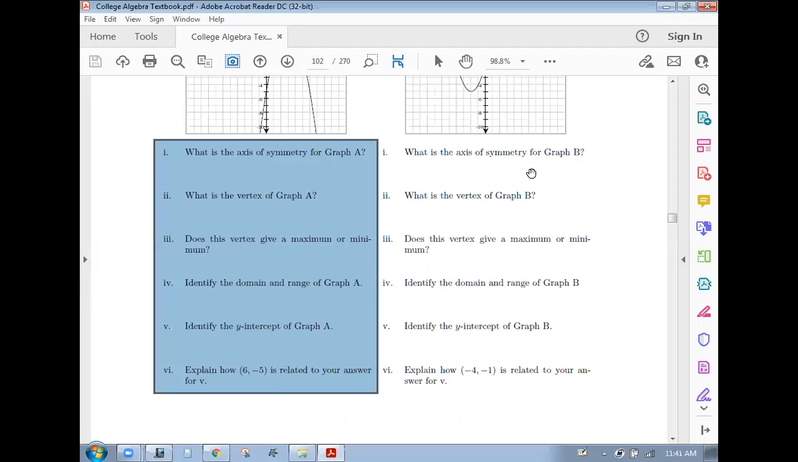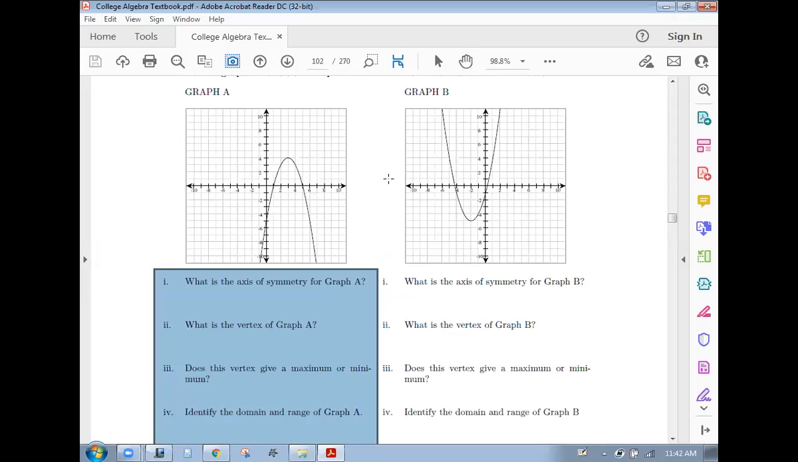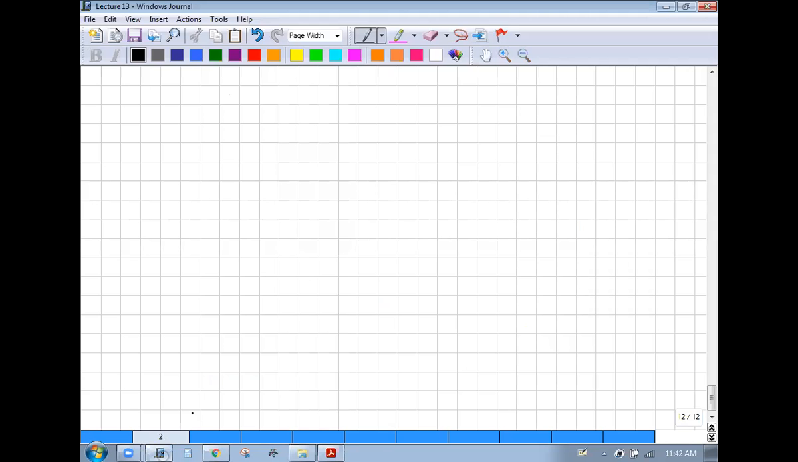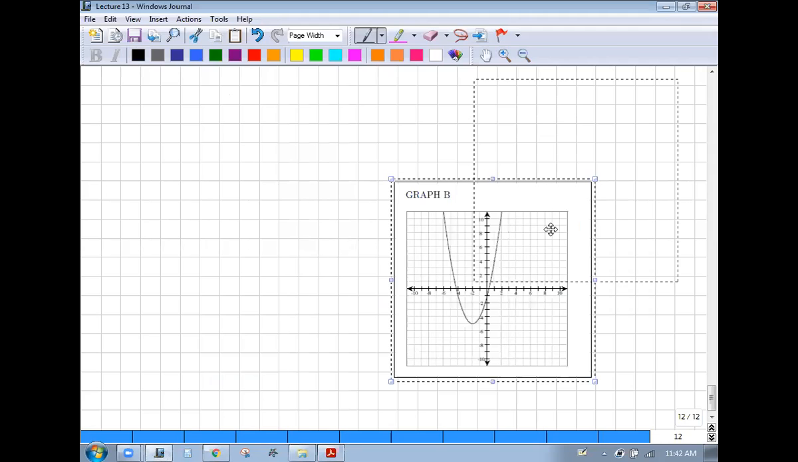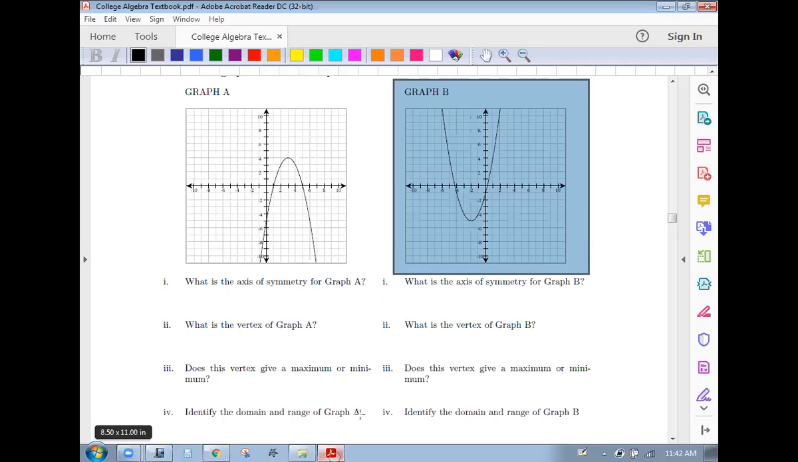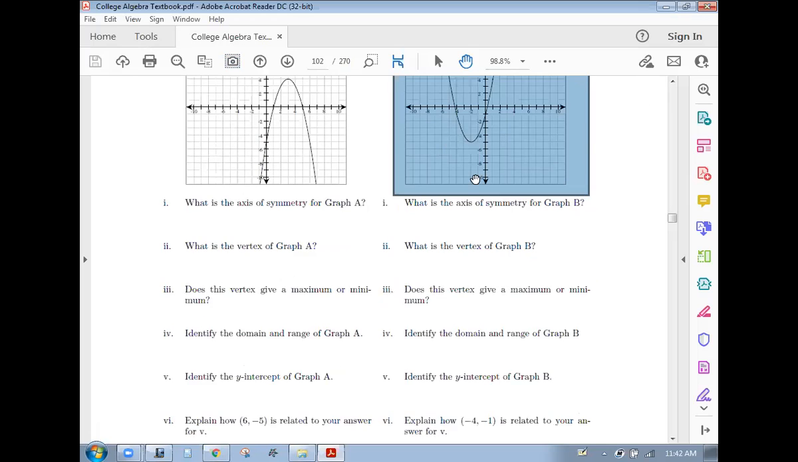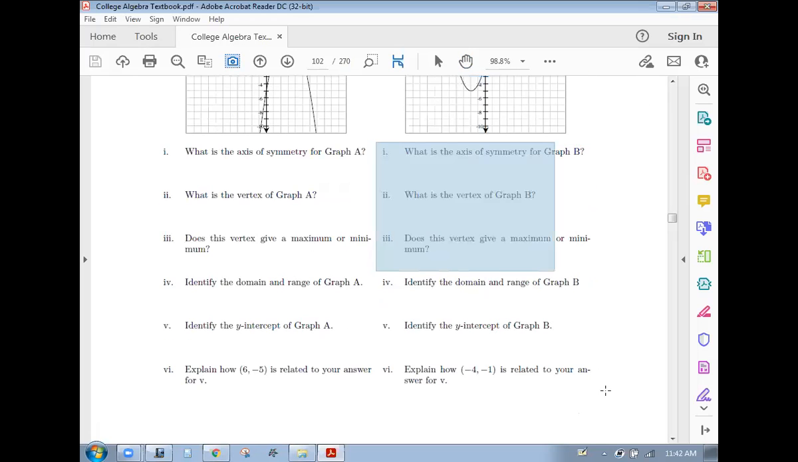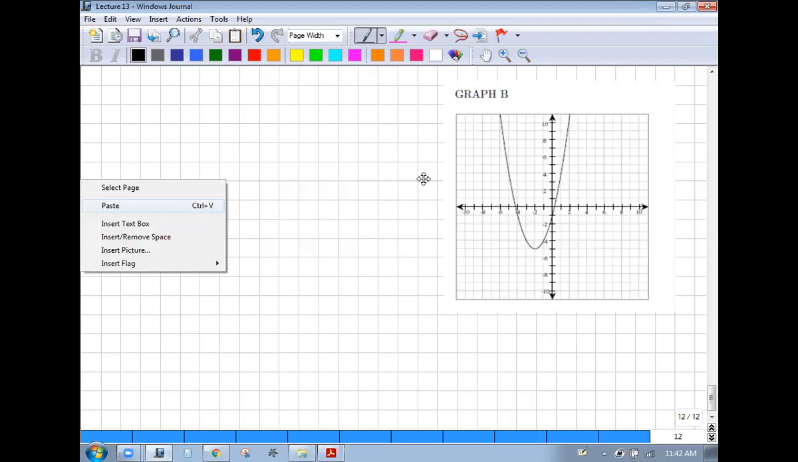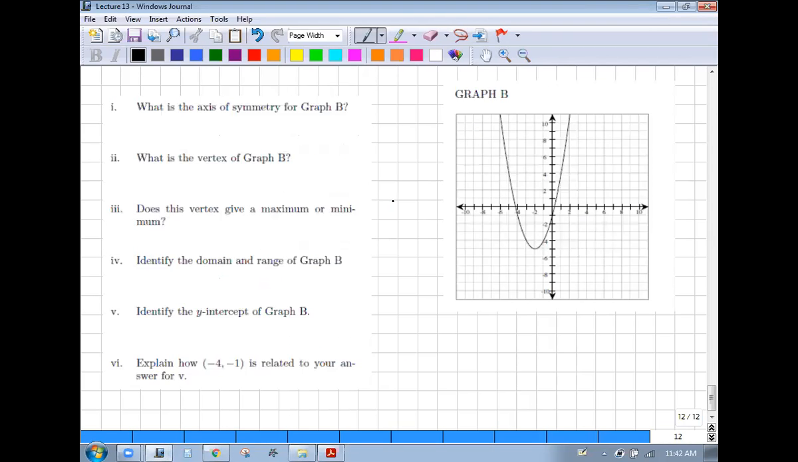So let's do another example, the same kind. All right, so the axis of symmetry here is right there at x equals -2. The vertex is this point right here. This is at (-2, -5).